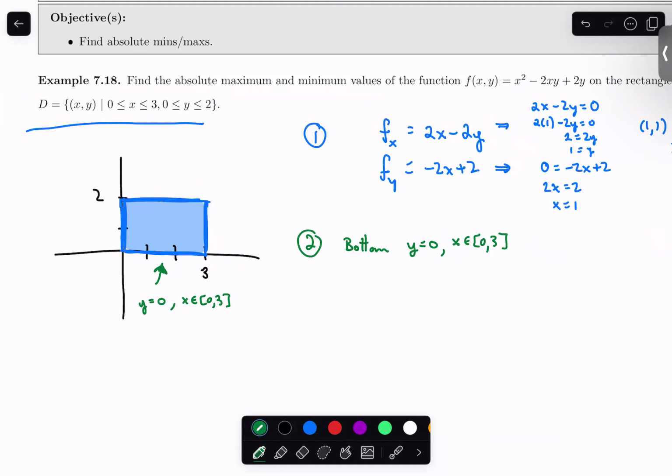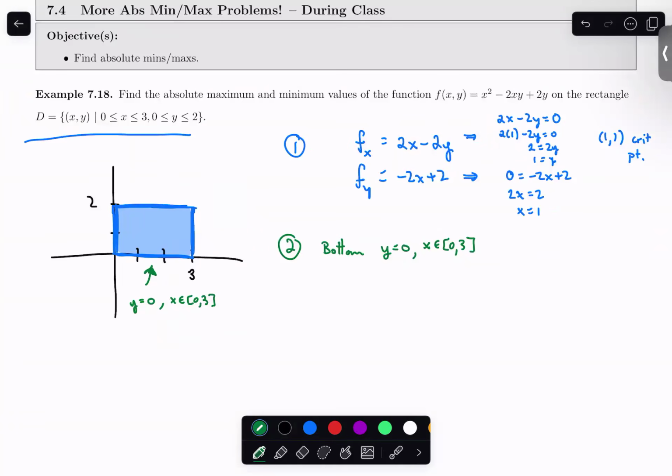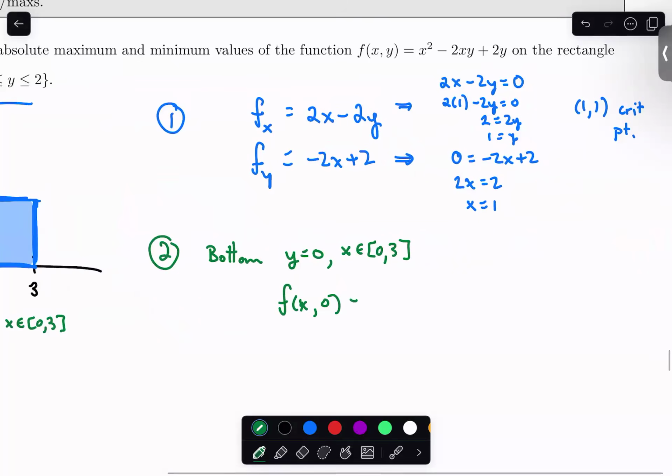So on the bottom here, if I was to think about what my function is doing, I go back to my function, and everywhere I see a y, I can plug in a 0, because after all, on this boundary, y is exclusively 0. And so when I do this, I get x squared. So I'm going to get a function that just has x's now.